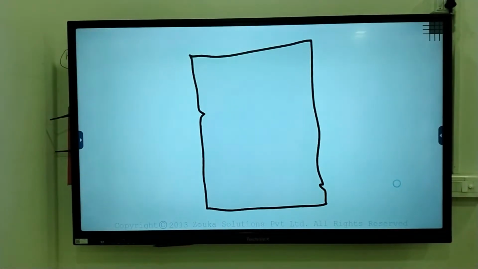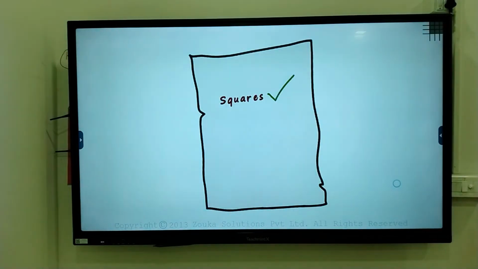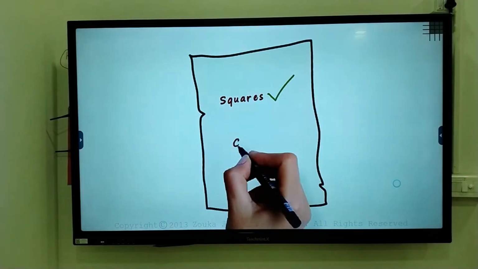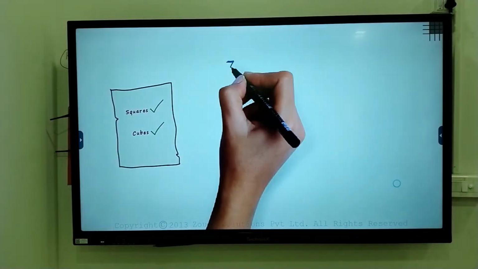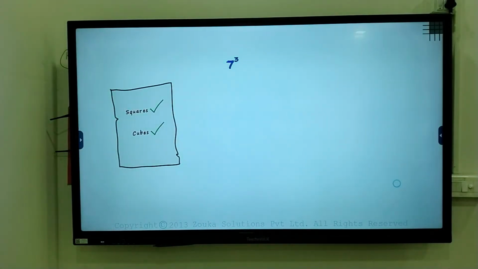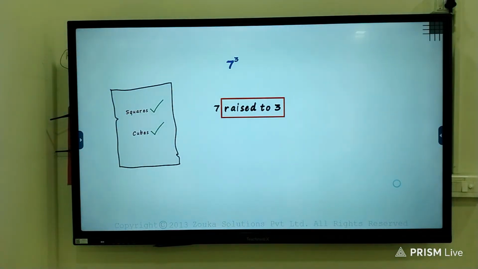This video on cubes is very similar to the one on squares. If you understood the concept of squares, the concept of cubes will be stress-free. Let us get to the basics first. Look at this number on the board. It's read as 7 raised to 3. And raised to 3 is called cubed. So the number can be called 7 cubed.